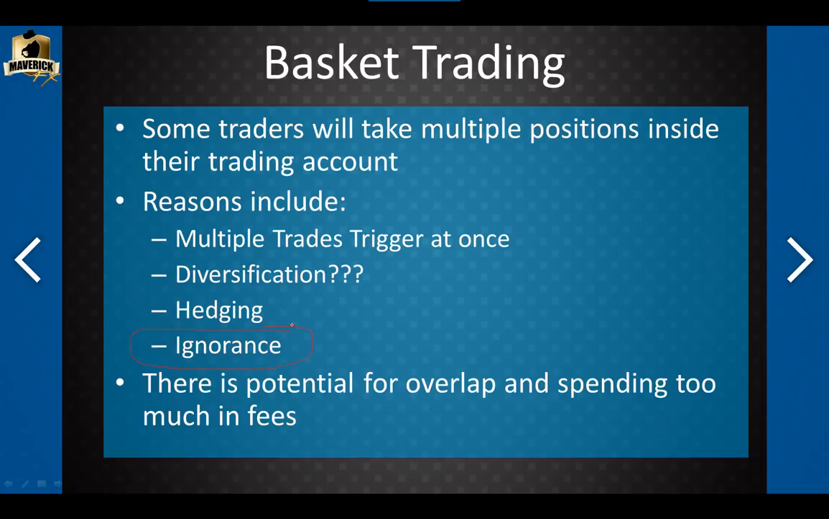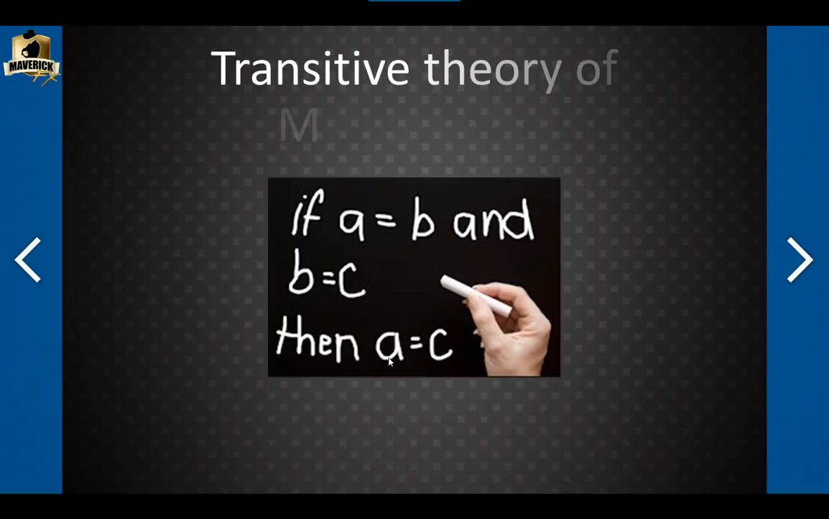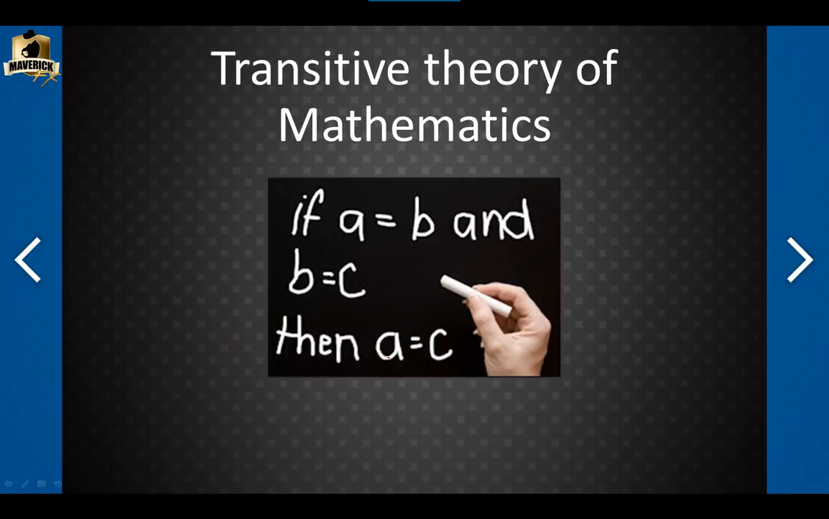The big thing about ignorance is it creates a lot of overlap, and overlap is just an increase in costs and fees. I'm going to go ahead and explain that right now. We're all going to go back to, I'm going to call this 4th or 5th grade math. I can't remember. My kids are older now, so I can't remember when they learned the transitive theory of mathematics. I know some of you are like, oh no, math? This is a pretty simple one.